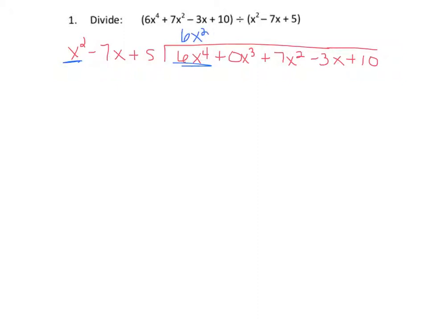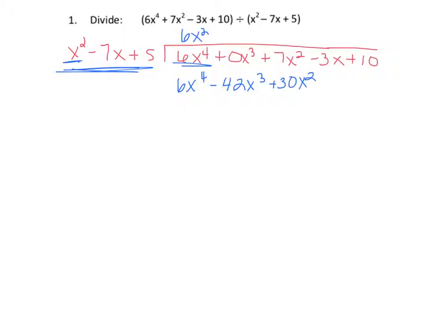And then we're going to multiply 6x squared times each one of these things. So 6x squared times x squared is 6x to the 4th. 6x squared times negative 7x is negative 46, or not 46, sorry, 42x cubed, and 6x squared times 5 is 30x squared.